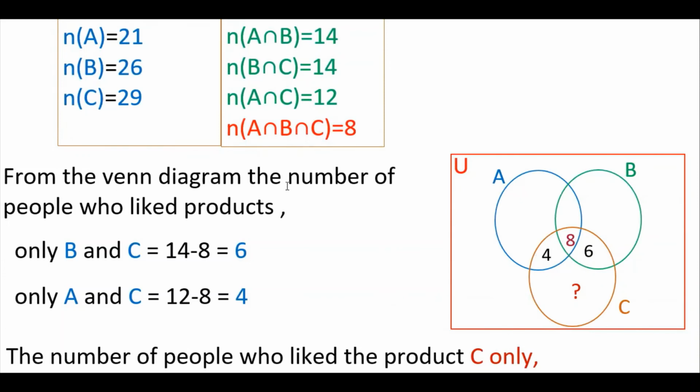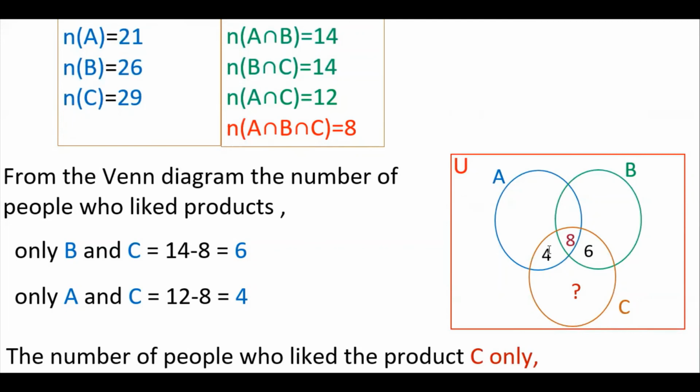So from the Venn diagram, the number of people who like products only B and C, because you have to find this value, only B and C, that is n of B intersection C is equal to 14. So 14 minus, you have to subtract this value. 14 minus 8 is equal to 6. So this value is 6. And only A and C, that is 12. 12 minus 8, that is equal to 4.